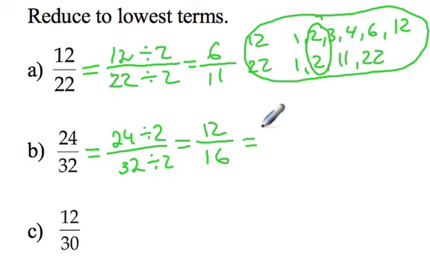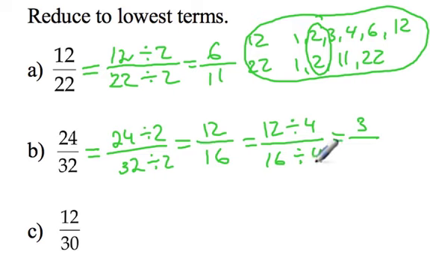Both numbers divide by 4. Let's try that. So 12 divides by 4 and 16 divides by 4. 12 divided by 4 is 3 and 16 divided by 4 is 4. So we have 3/4 and these two numbers don't divide any further. So 24 over 32 equals to 3/4 when we reduce it to lowest terms.